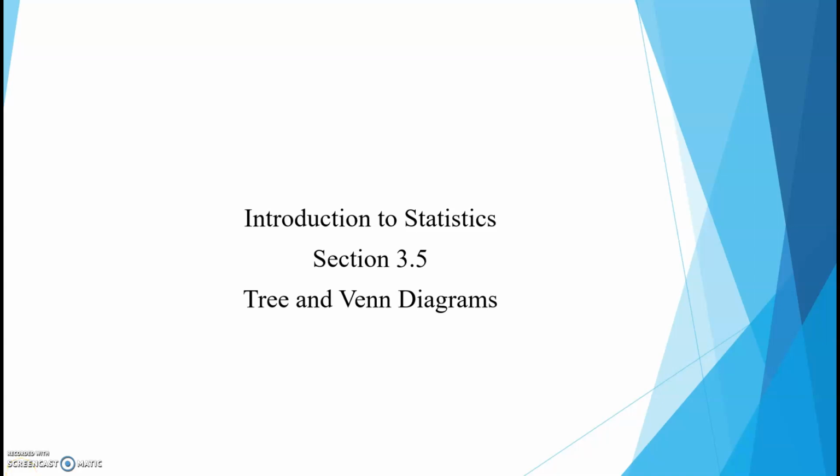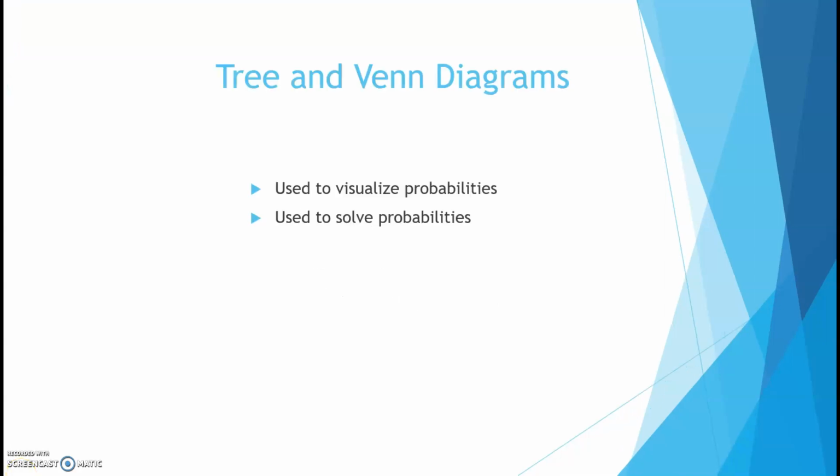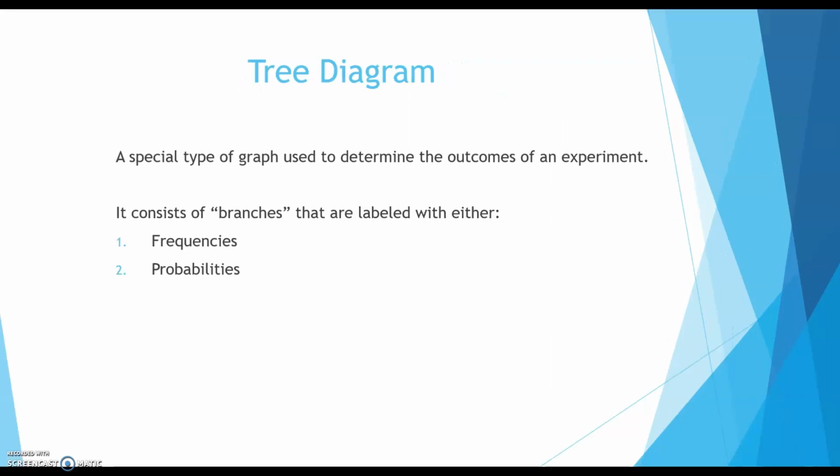In section 3.5, we're going to talk about tree and Venn diagrams. So tree and Venn diagrams are used to visualize the probabilities and to also solve the probabilities. A tree diagram is a type of graph that you can use to determine the outcomes of an experiment. It consists of branches, and you can label these branches as either frequencies or just probabilities.